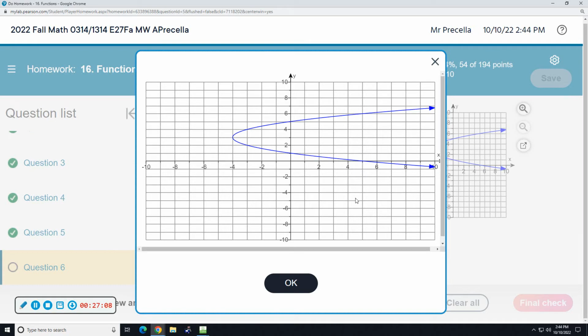Does this thing pass the vertical line test? Would a vertical line pass through it 2 or more times? I think right there, I'm just looking at the y-axis. There's that y-axis. It's passing through it twice. So this is not a function.